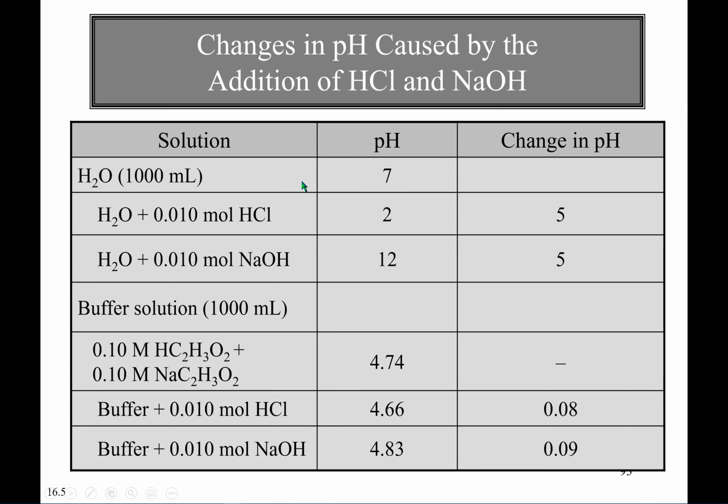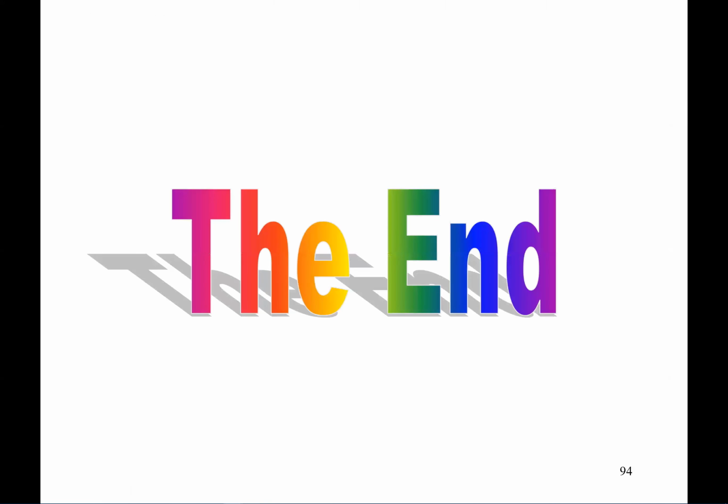Like with this one, if you just add plain water and add just a little bit of HCl to it, you'll get a huge change in pH. You add a little bit of sodium hydroxide, but if you have a buffer solution and add the same amount of each to it, it won't change very much at all. So that indicates the buffer aspect of the change in pH. So that finishes the introduction to the subject.